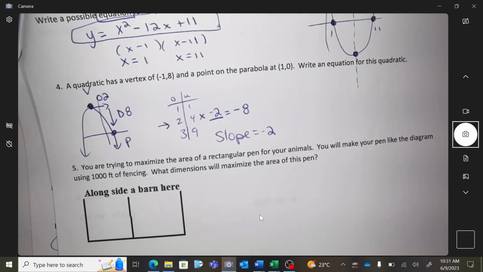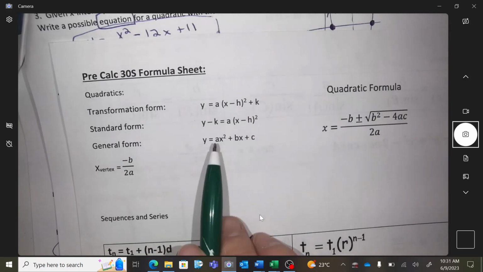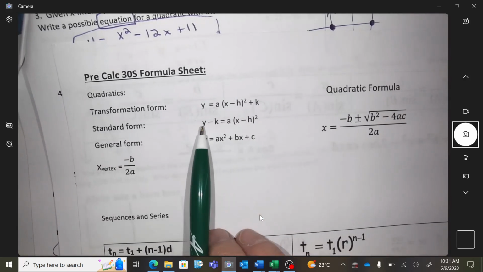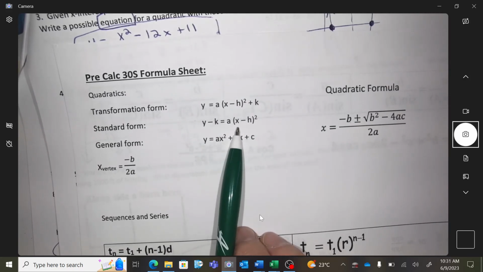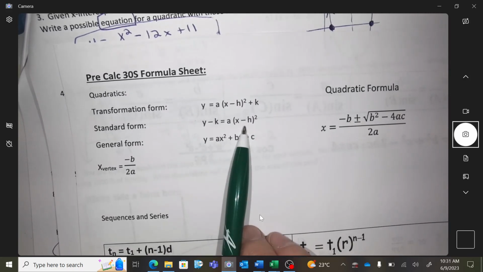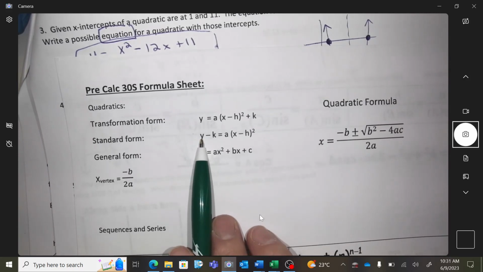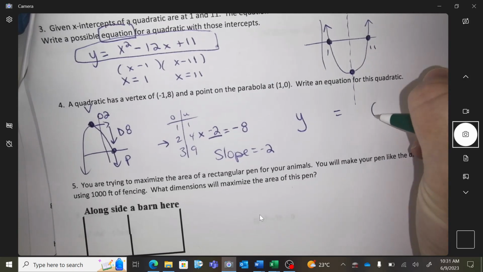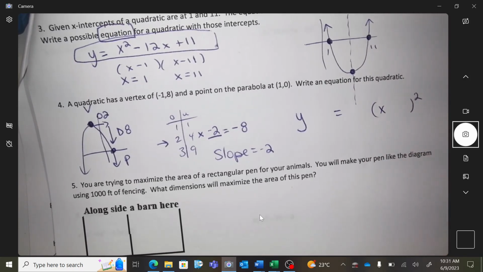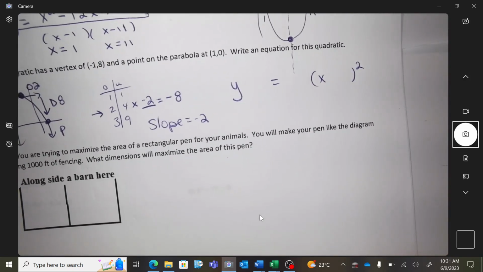Okay, I'm going to write an equation now, and looking at this, I'm going to pick this one in the middle here because I can plug in my slope now and I can plug in my vertex. So leave the y alone, leave the x alone. So there's me leaving the x and the y.